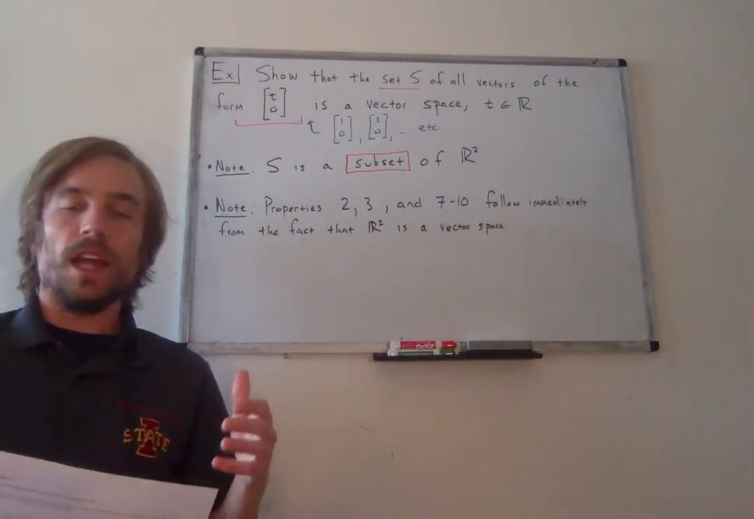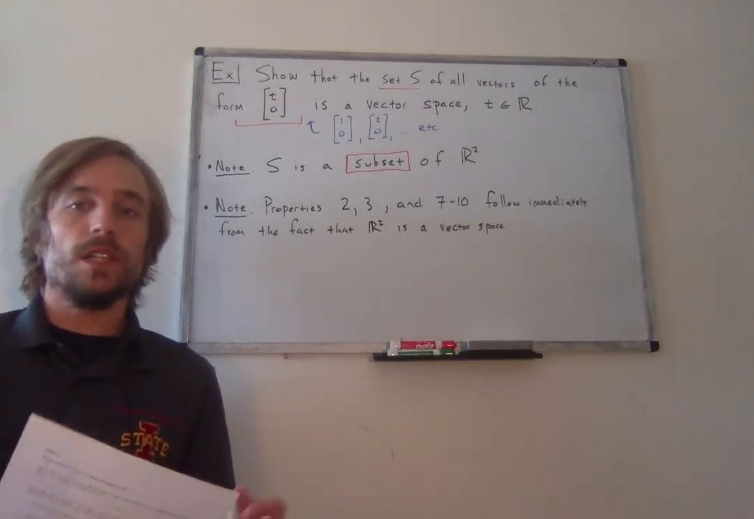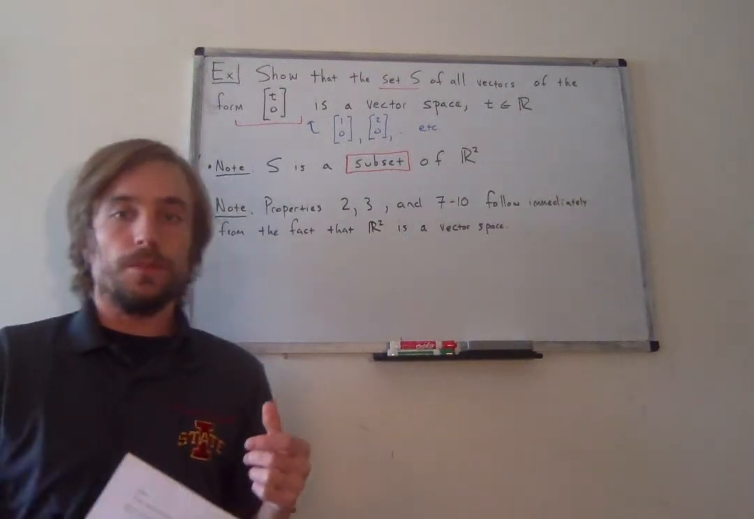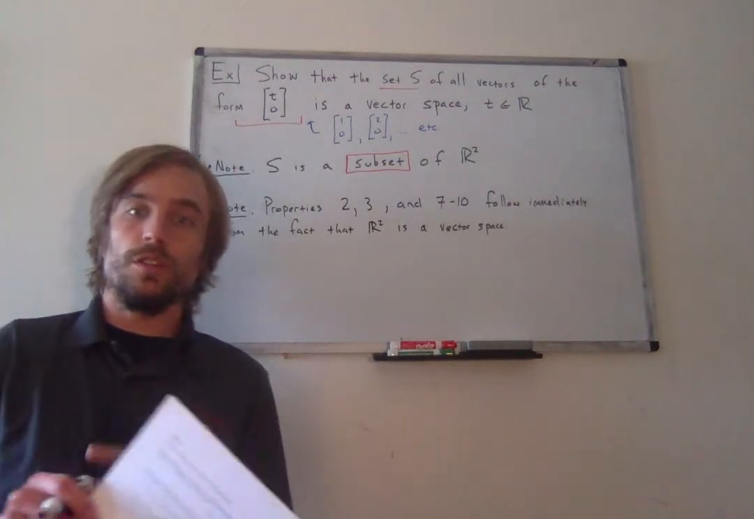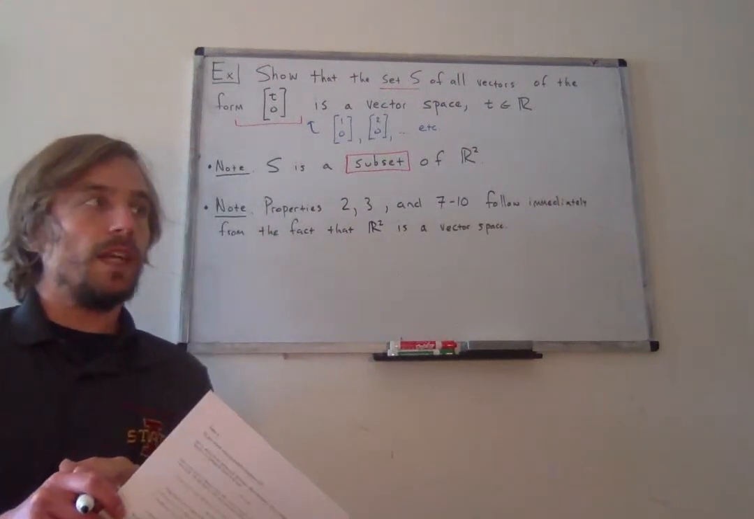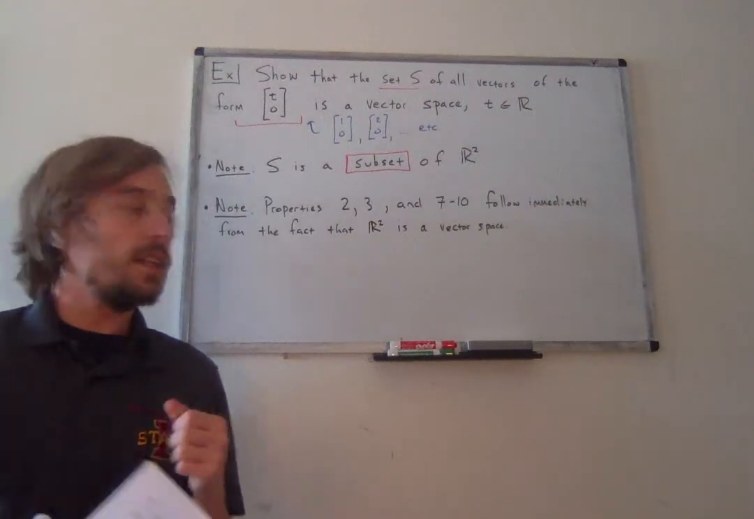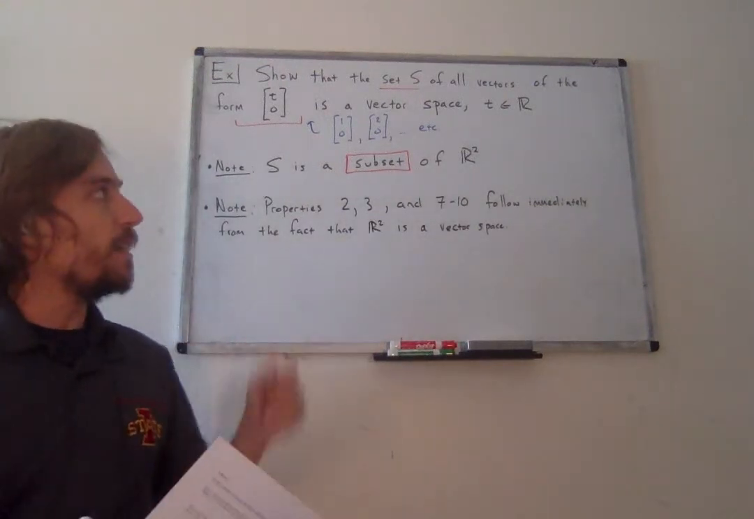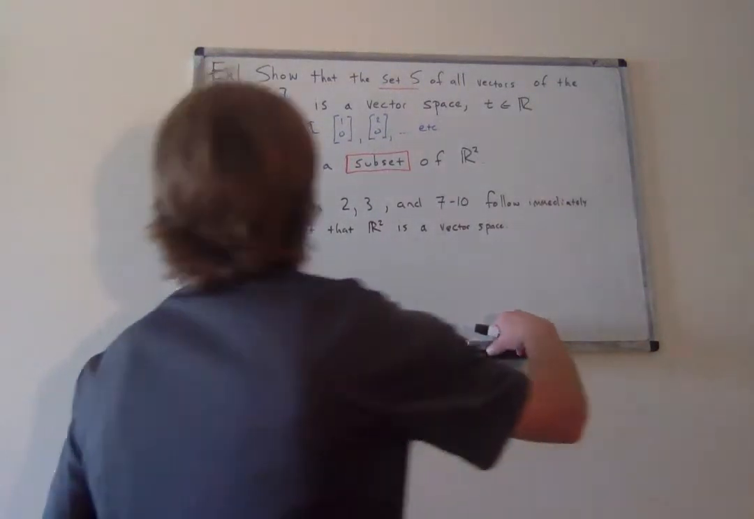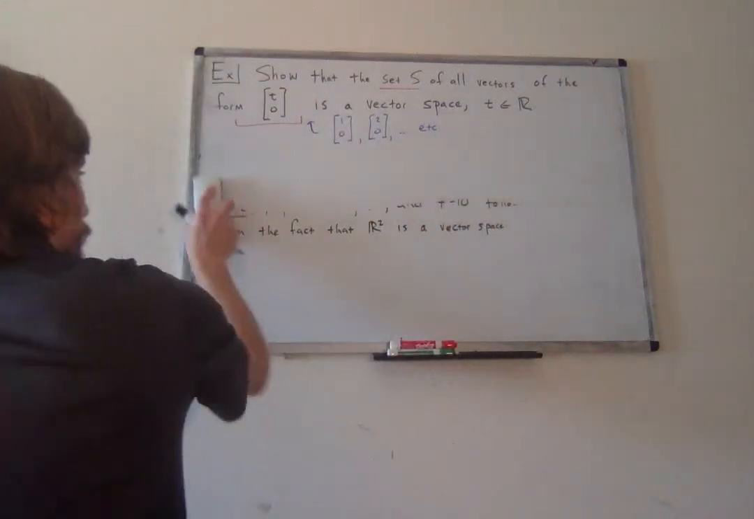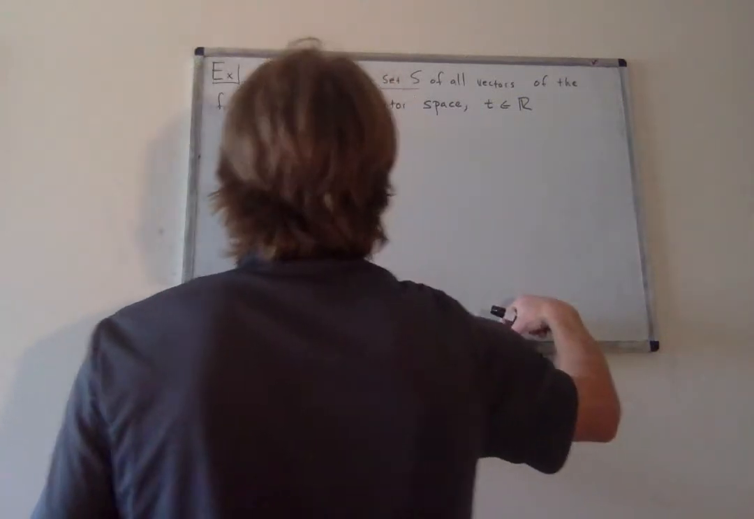Those deal with either some combination of vectors being contained in S or a specific vector being contained in S. So we need to show closure under vector addition, closure under scalar multiplication, and then we need to show that the zero vector, the additive identity, is contained in S. So it's not quite as much work for us. We'll do that now. We only have to check properties 1, 4, 5, and 6.